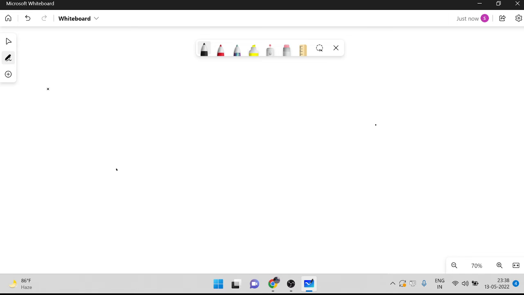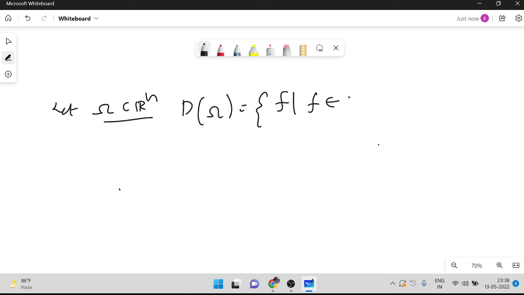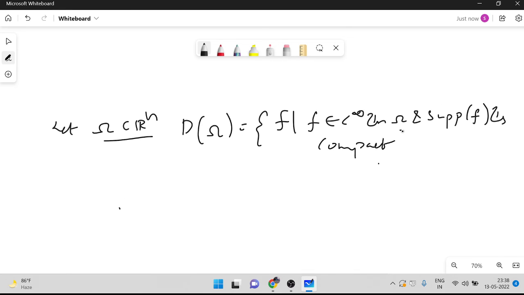So now let me define something. Let Ω ⊂ Rⁿ be an open set and D(Ω) be all f such that f belongs to C^∞(Ω) and the support of f is compact. So this particular set is called the space of test functions.